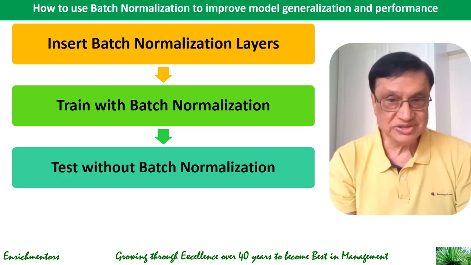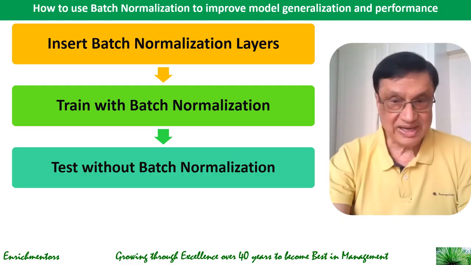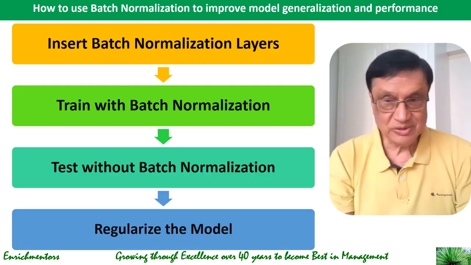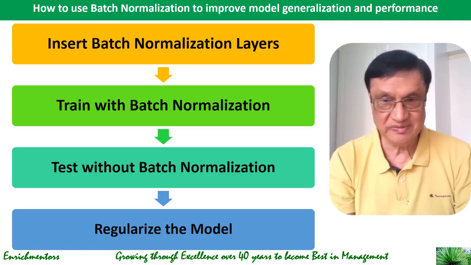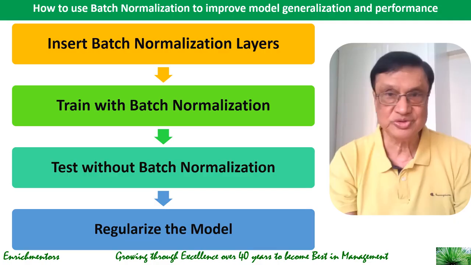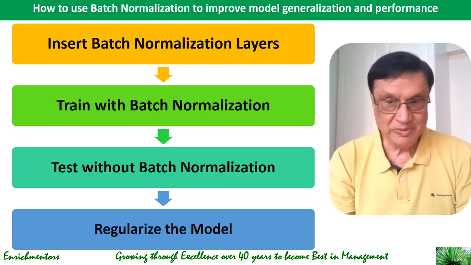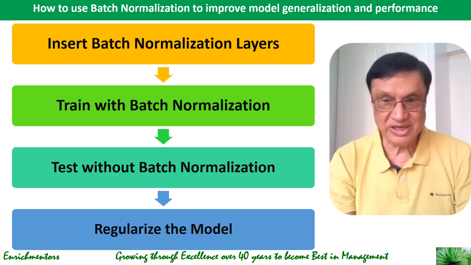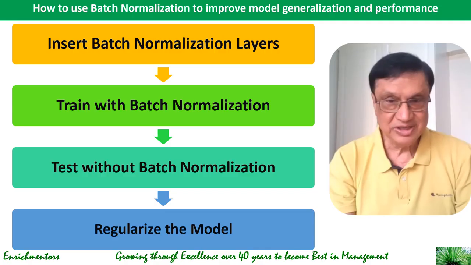Then what you do is you regularize the model. Batch normalization acts in the form of regularization by reducing internal covariate shift and preventing the network from becoming too sensitive to small changes in the input distribution. And by normalizing the activation of each layer, batch normalization helps stabilize the training process and improve the generalization of the model.